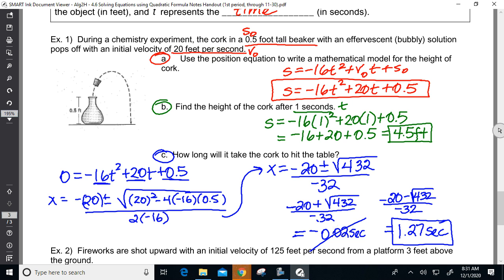So for this particular problem, part A was simply setting up the formula. Part B was using the formula to find a particular height after however many seconds. Part C, use the quadratic formula to find out how long it's going to take for it to hit the table or hit the ground, wherever it's going to go. Any questions on any part of example 1 before you try example 2 yourself?